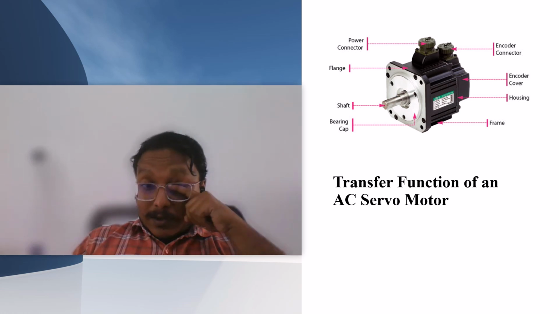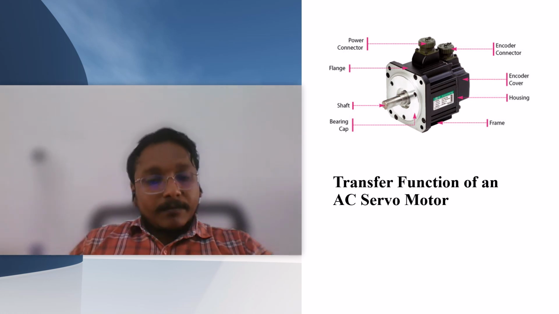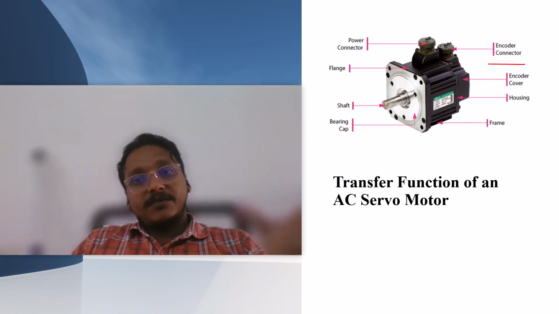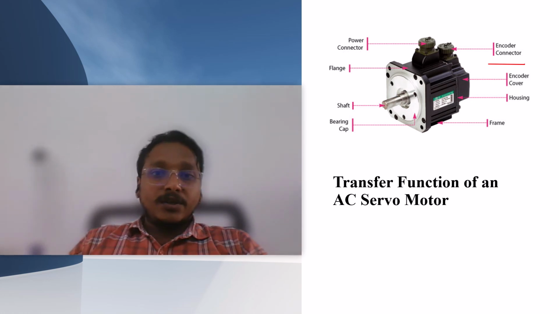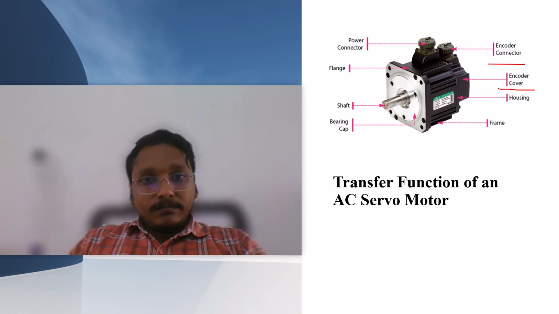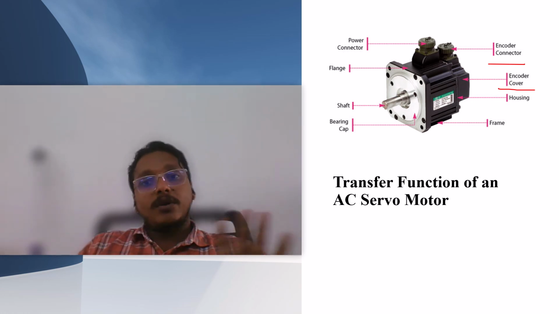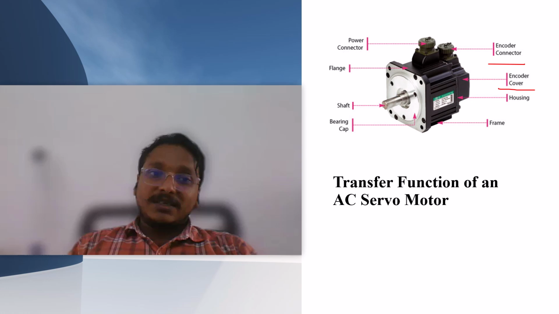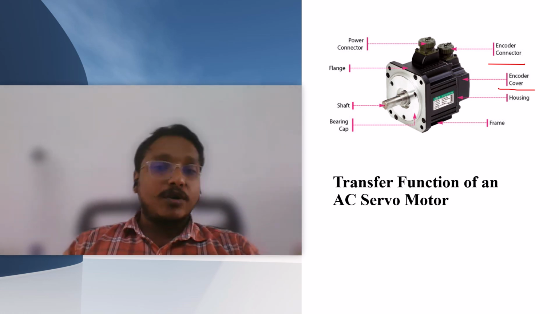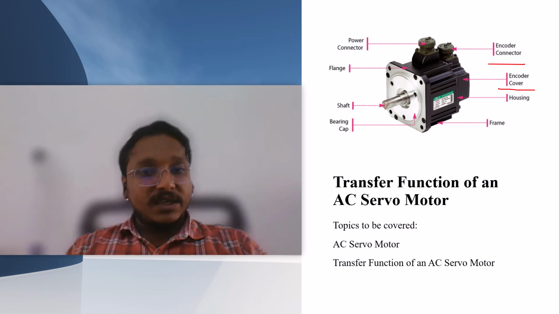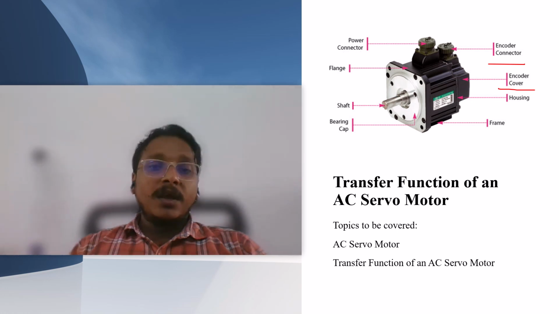If you see here, the encoder connector is there, which is used to get information from the motor, and there are also some encoder covers. These things are a little bit different and are not available in the DC servo motor. Because of that, there is a little bit of differentiation between the AC servo motor and the DC servo motor. In this video we are going to discuss what the AC servo motor is, and the transfer function of the AC servo motor will be in the next video lectures.